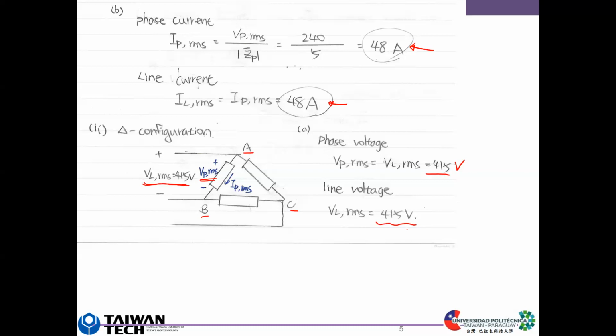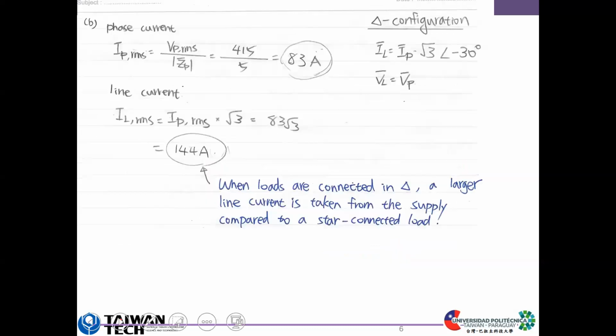Okay, so right now you're asked about the phase current and line current. For phase current, because we already know the phase voltage in RMS, the phase current in RMS is simple, right? You just need to use V_P,RMS, the phase voltage, divided by the amplitude of the load. So the same thing, divided by the amplitude of the load.